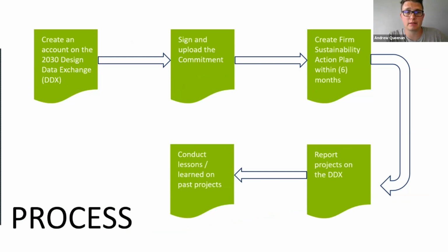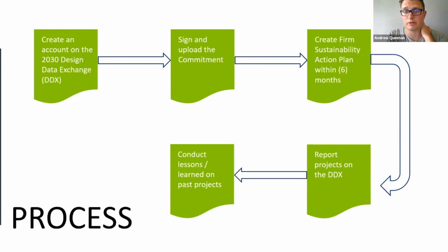So the process in terms of the AIA's 2030 commitment is really, create an account on the Design Data Exchange, upload a commitment from your firm leadership, and then take the next couple months, ideally within 6 months, to create a sustainability action plan. And that's something we're targeting to continue the dialogue on once we get through this series: what does that look like and how do you do it? Because the goal is to make it holistic.